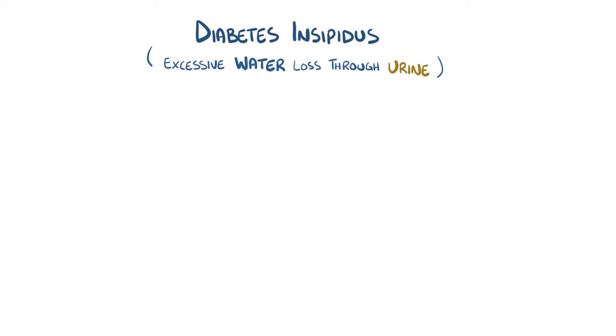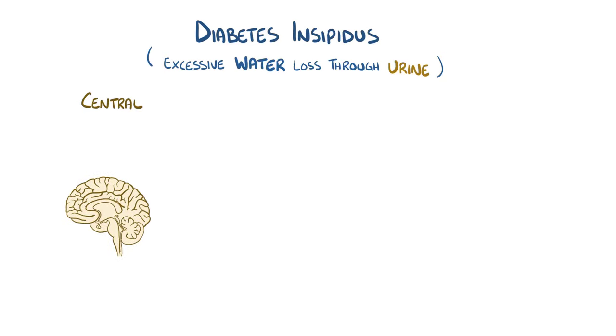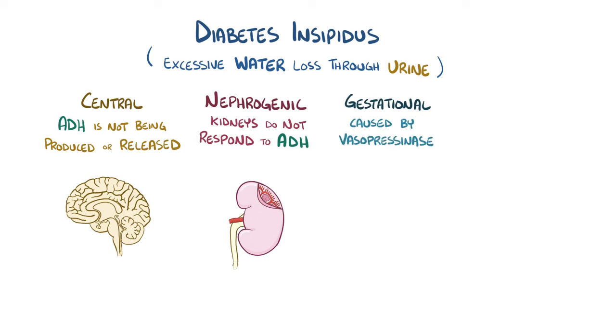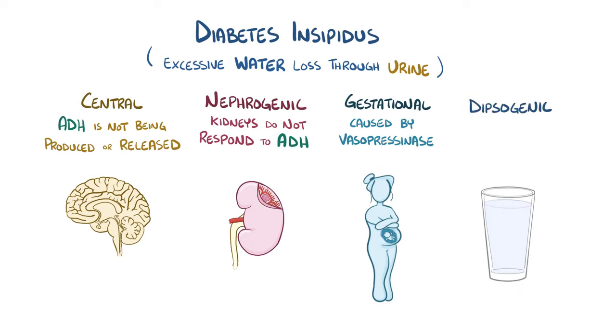All right, as a quick recap, diabetes insipidus is caused by excessive water loss through urine. Central diabetes insipidus is due to ADH not being produced or released, and nephrogenic diabetes insipidus is the result of the kidneys not being able to respond to ADH. Gestational diabetes insipidus is caused by vasopressinase, which breaks down ADH, and is produced in the placenta of some pregnant women. And dipsogenic diabetes insipidus is caused by excessive water intake, commonly due to psychological conditions.